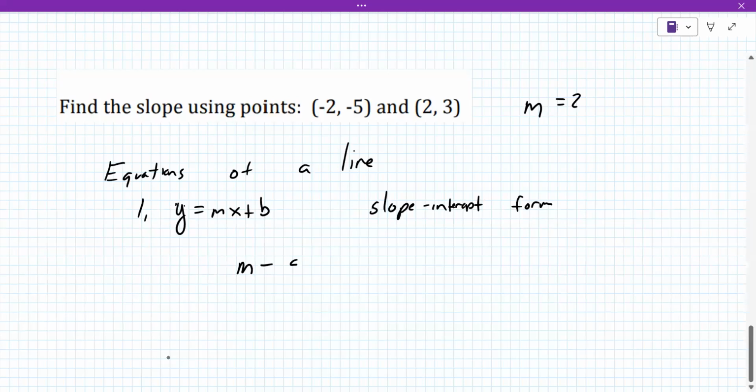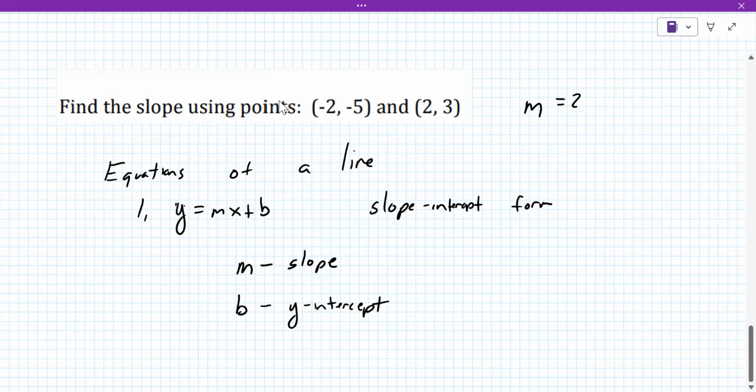M stands for slope. Now, I don't know why. Couldn't tell you why. I can tell you how I remember it, but you have to somehow know that M is slope. B stands for the y-intercept. Okay. So you have an equation here, y equals mx plus b.